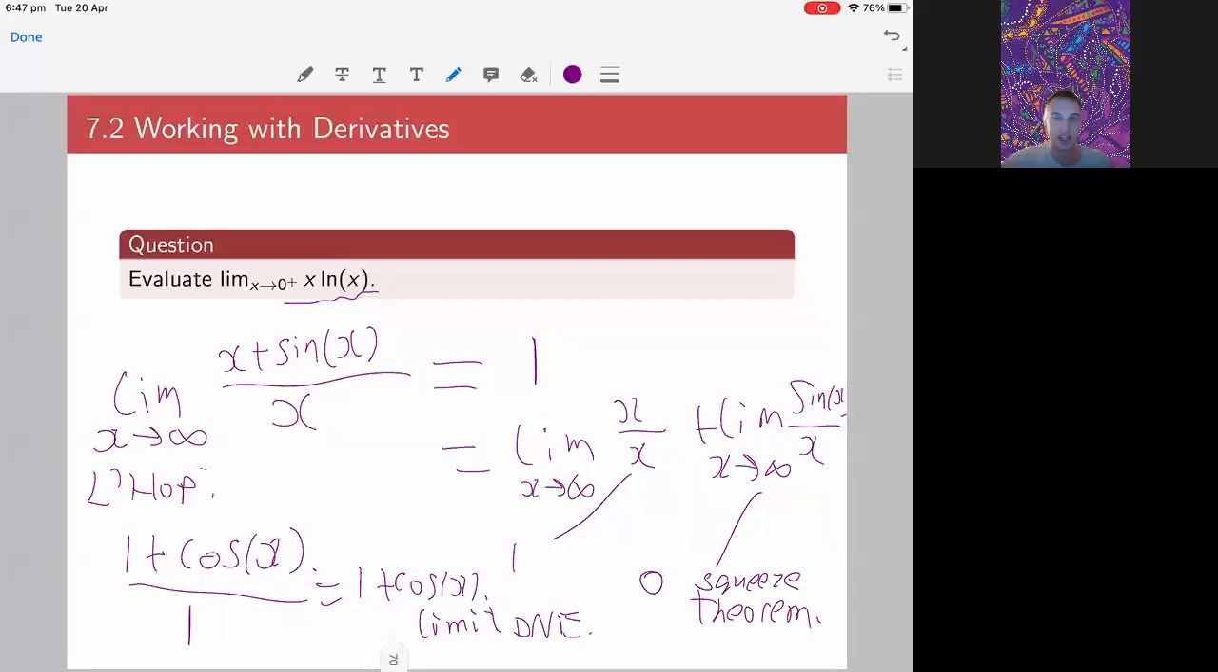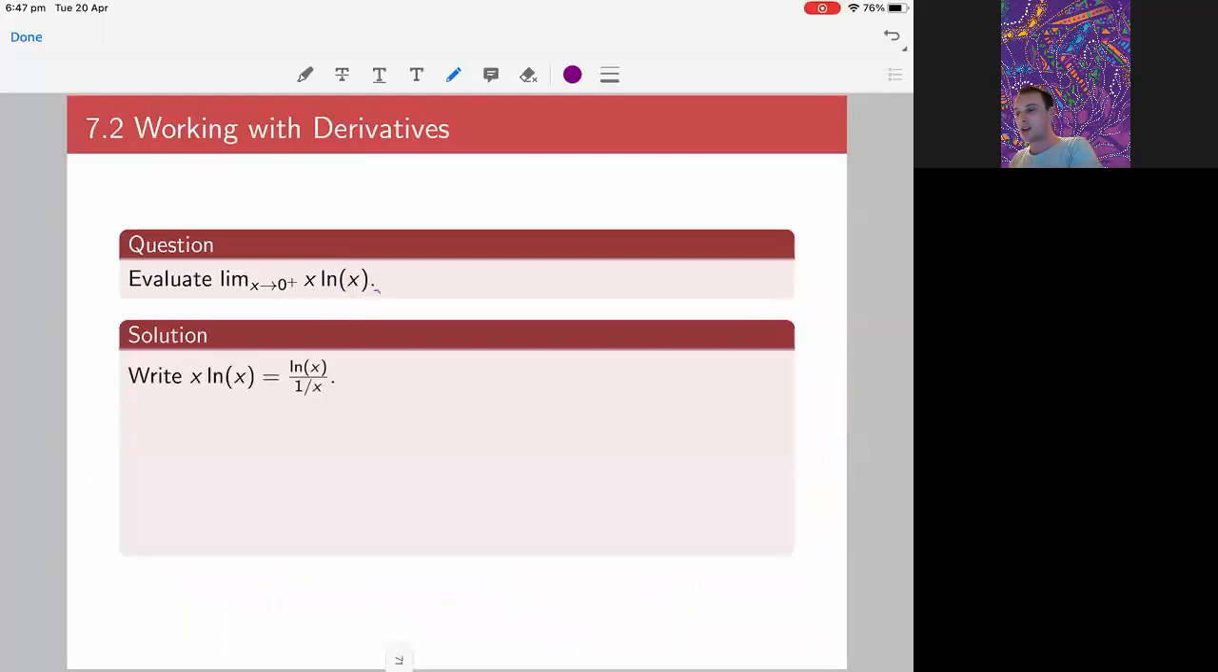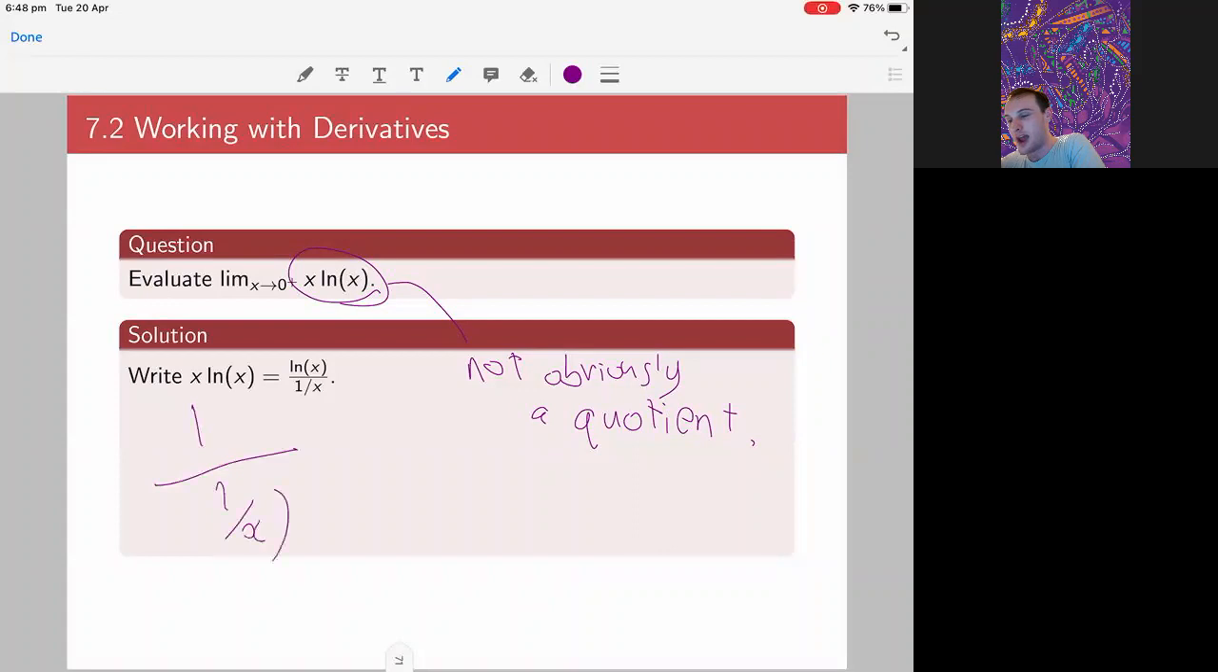Okay, anyway, let's go back to a situation in which L'Hopital's rule does actually work out. The limit of x times logarithm of x. A frustrating thing about this question is that you have to use L'Hopital's rule, but it's not obvious because this is not obviously a quotient. So in order to use L'Hopital's rule, we have to force this to look like a quotient. The way we're going to do that is by noting that 1 divided by 1 divided by x is the same as just x. So we're allowed to write x times log of x like that.